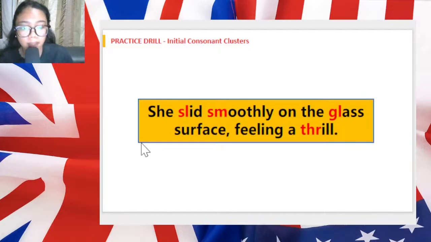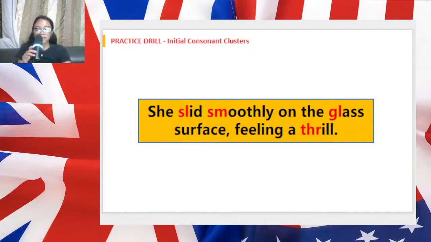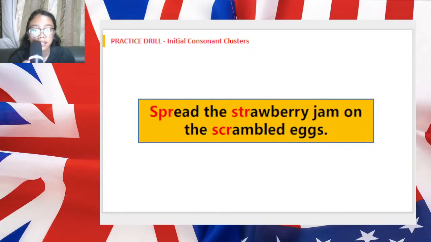And the last sentence we have here: spread the strawberry jam on the scrambled eggs. Again, spread the strawberry jam on the scrambled eggs. Your turn.